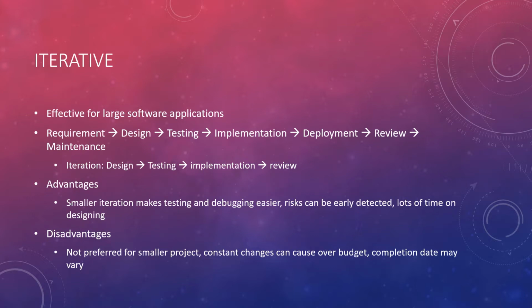The third one I'm going to talk about is iterative, and this is effective for a large software application. It starts with determined requirements to develop the first version of the software, and then after that the version changes or new iterations can be made and another release can be made. And so the steps involved in iterative are requirement design, testing, implementation, deployment, review, and maintenance. And so that could be one iteration, that could be the first one.